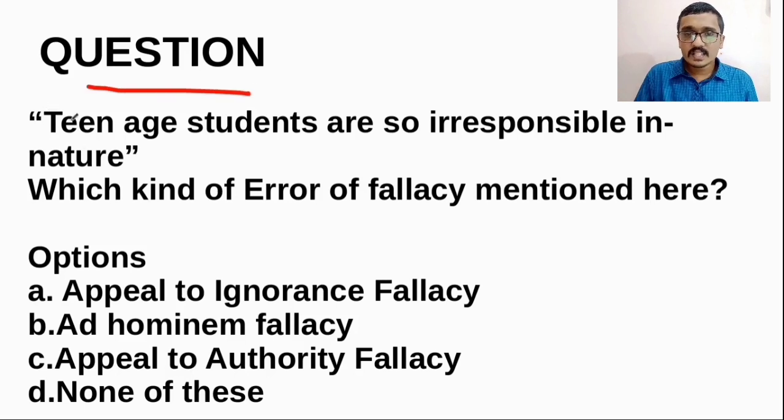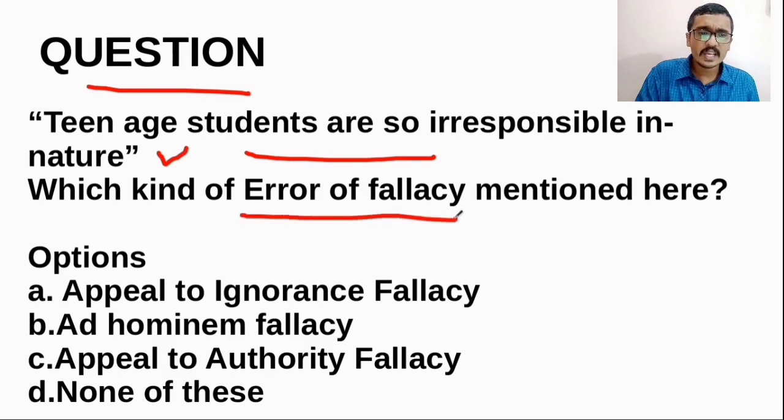The question is, one statement is given: Teenage students are so irresponsible in nature. Which kind of error or fallacy is mentioned here? One statement and four options are given. Identify which type of error or fallacy is mentioned here.